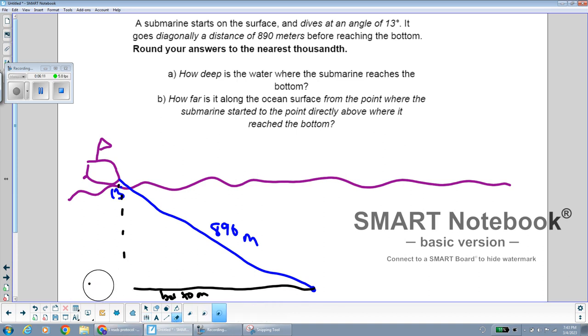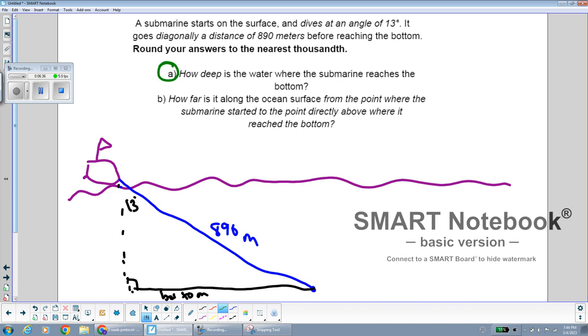And here's my right triangle, because remember, trig ratios can only be used for right triangles. So your diagram should end up looking like a right triangle. Sorry for that. My angle does not look like it's inside my triangle, so I'm just going to fix that. That was my 13-degree angle right over there. How deep is the water where the submarine reaches the bottom?